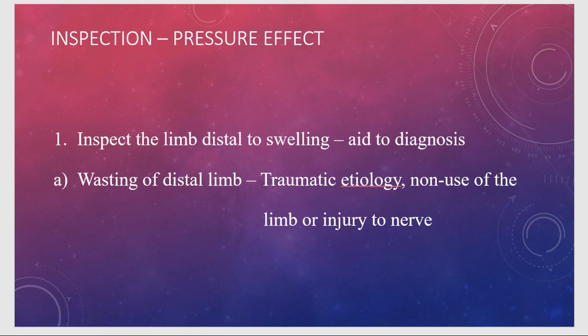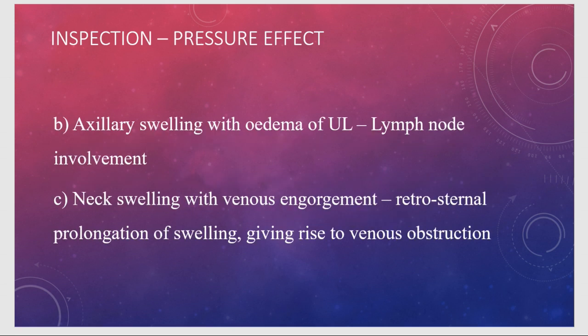So looking for the pressure effect, the various signs, is very important. Wasting of distal limb could be there, or sometimes if there is some axillary swelling with edema of the unilateral upper limb, it could be suggestive of lymph node involvement in the axilla. Look for the primary pathology in this case. The neck swelling is there with venous engorgement.